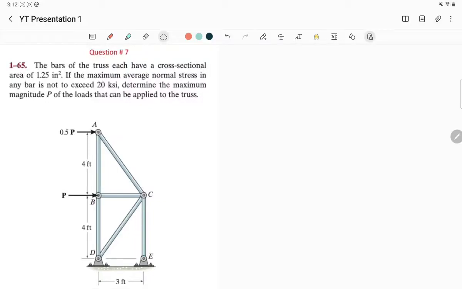Group 4A here with a quick presentation on how to solve problem number 7 from homework 1.